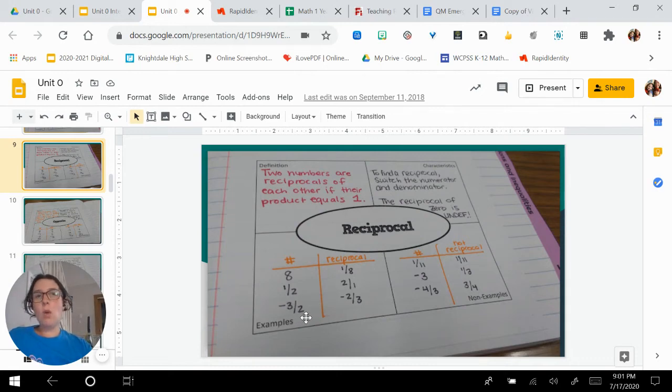-3/2, again, we flip it upside down, so it's just -2/3. You don't move the negative sign. I mean, you can put it in the denominator with the 3, but it still makes the whole number negative.